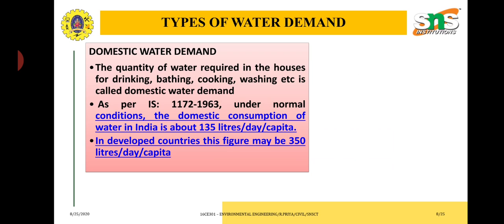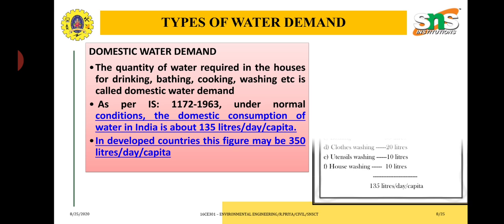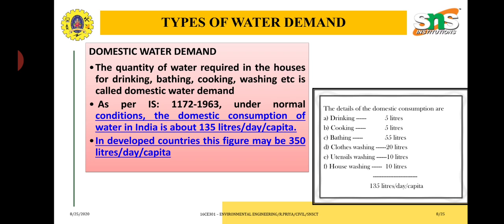In this IS code they have mentioned the per capita demand for various water uses. So keep remembering this IS code. For environmental engineering, the IS code that you have to refer to is IS 1172/1963. In this table you can see the domestic consumption of water.